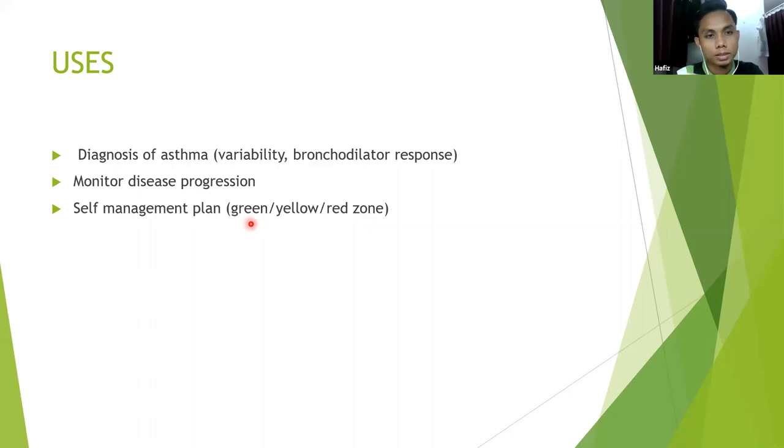of personal best, which means that if someone blows to a certain measurement, let's say 100 liters per minute, then 80 of that, if the patient can blow 80 to 100, it means that it's good. For yellow, 50 to 80, and red is below 50% of the personal best. Okay, next.